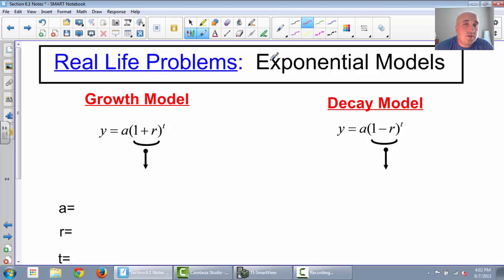Not everybody's life, but you will see these at some point, whether it's in college or after that in your job. Okay, so our exponential models. This is how you model a real life problem. We have a growth model on the left and a decay model on the right. The only difference is that the growth model has a plus, the decay model has a minus, which should make some sense. The 1 plus r part is called the growth factor, and the 1 minus r part would be called the decay factor. So hopefully that's some common sense there. So if it asks you what the growth factor is, those are the numbers inside the parentheses, and the decay factor would be the numbers inside the parentheses.